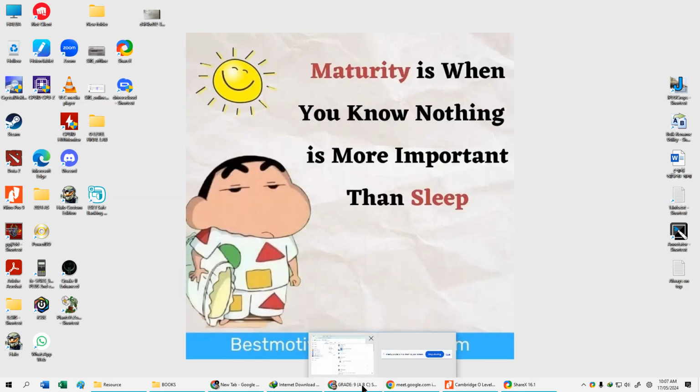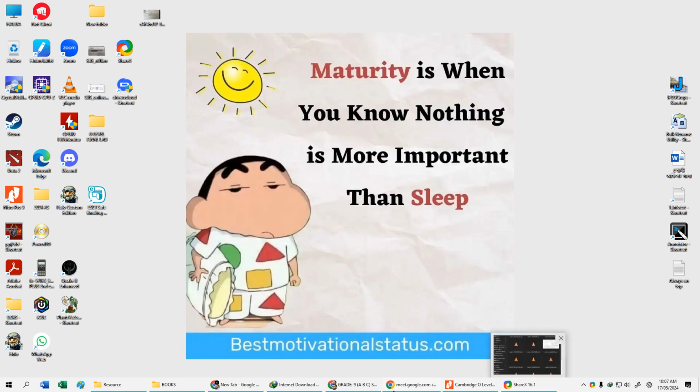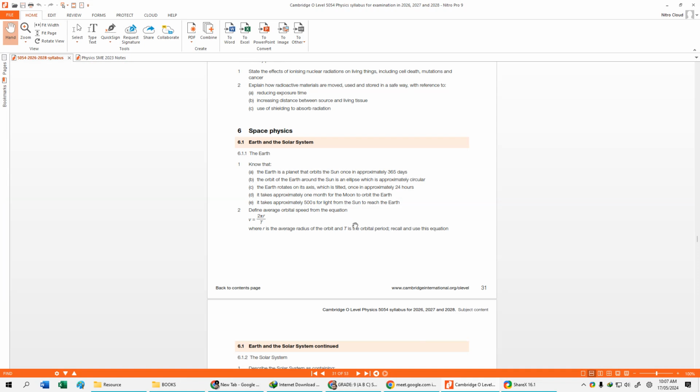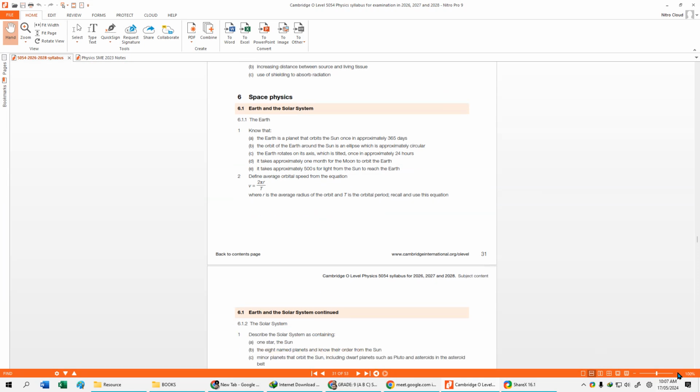Today we're starting space physics, and we'll take help from the necessary resources that we have available at hand. First of all, let's go through the space physics syllabus. Now have a look. I'll zoom it out.